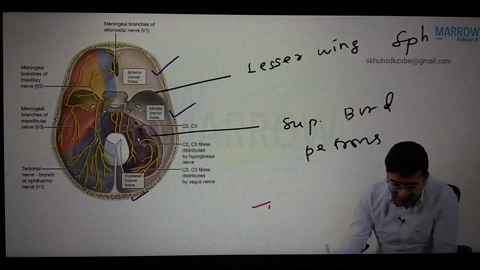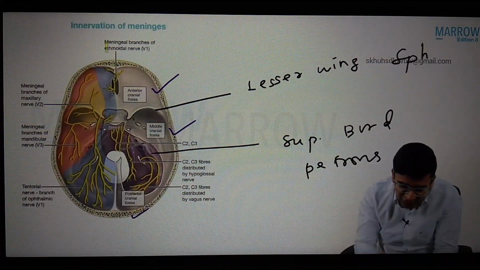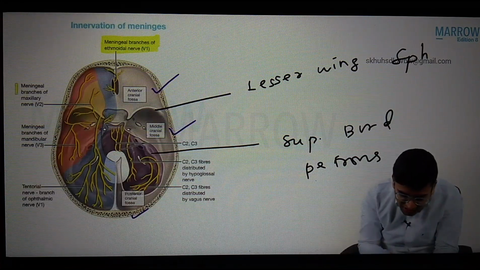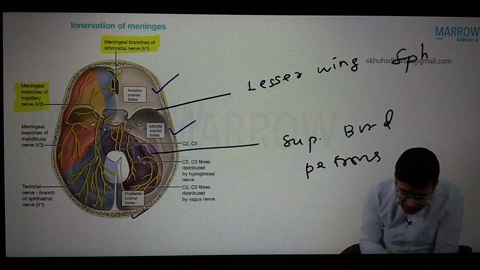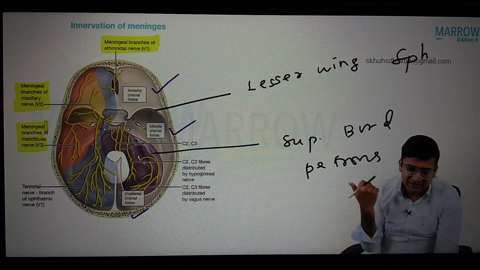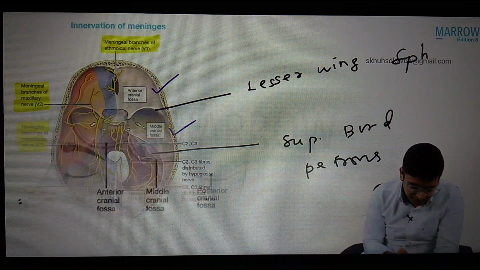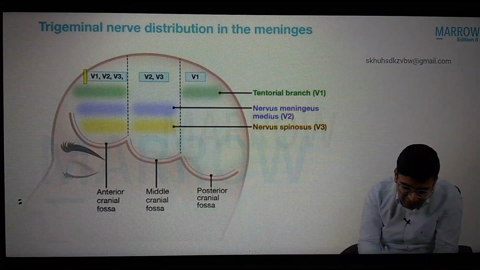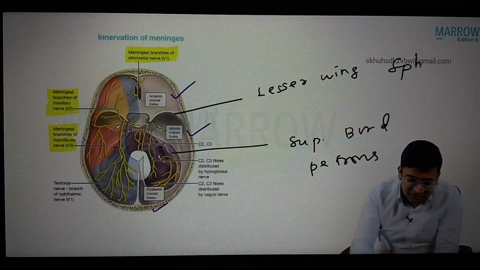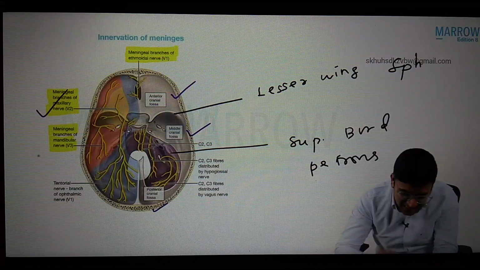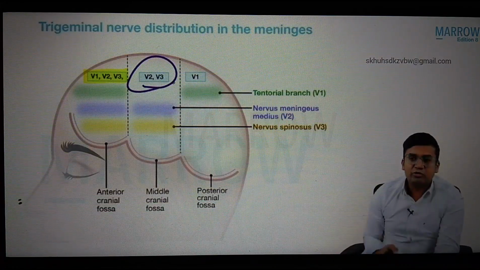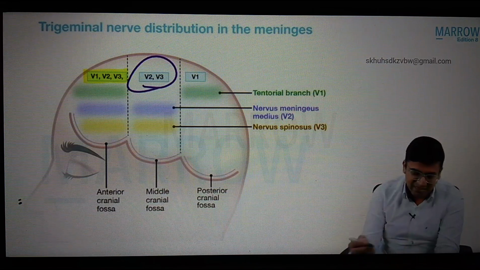Now in this diagram, we are seeing the anterior cranial fossa supplied by the anterior and posterior ethmoidal nerve meningeal branch, the maxillary meningeal branch, and the mandibular nerve meningeal branch. So all three supply the anterior cranial fossa: 5-1, 5-2, 5-3. Right. What about the middle cranial fossa, which is supplied by the meningeal branches from the maxillary nerve and mandibular nerve? So the middle cranial fossa is supplied by 5-2 and 5-3, maxillary and mandibular alone.